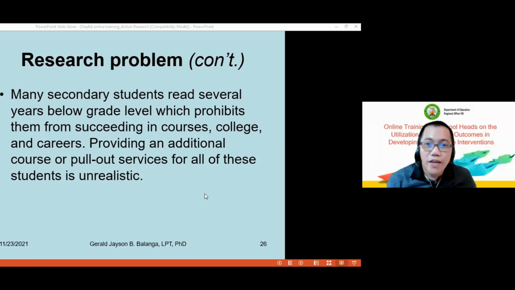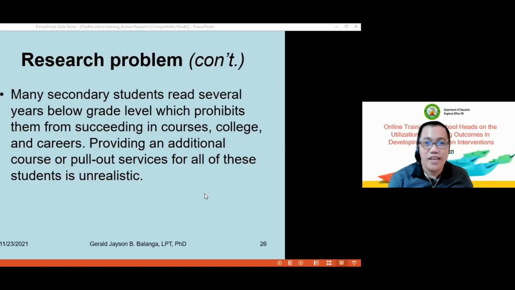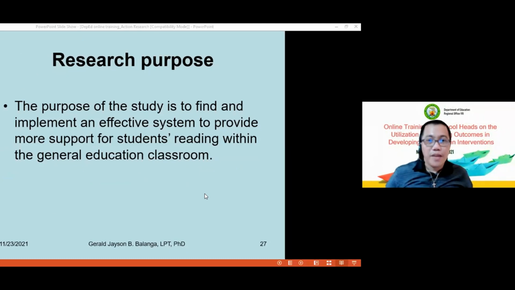So that's why in this study, in-explore nila ano ang maging effect ng reciprocal teaching. Okay. So, ano yung purpose ng study nila? To find and implement an effective system to provide more support for students reading within the general education classroom. Kasi yung virtual middle school English classroom, actually, Gen Ed classroom siya. So this is the purpose.